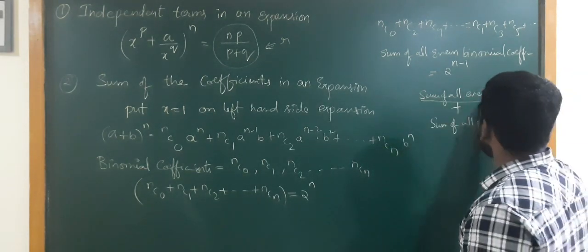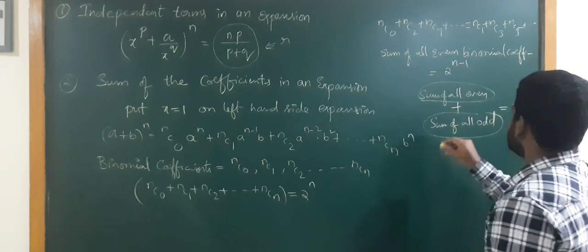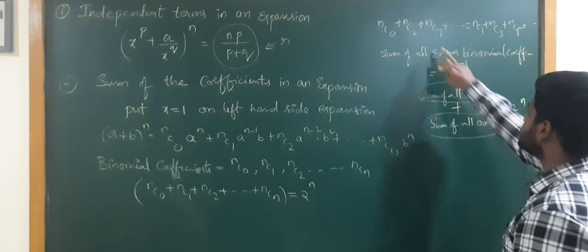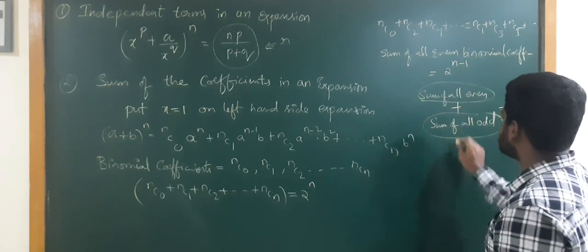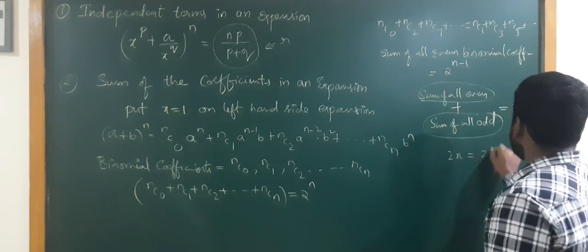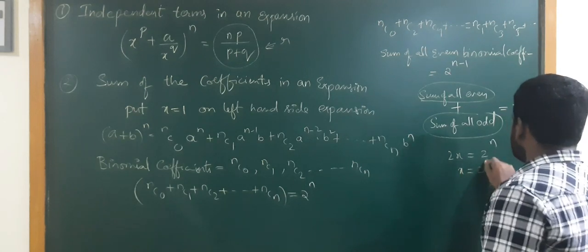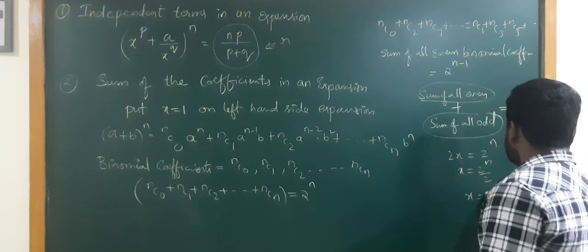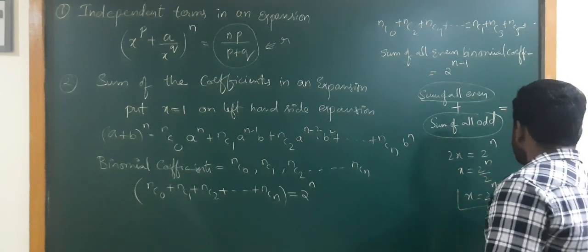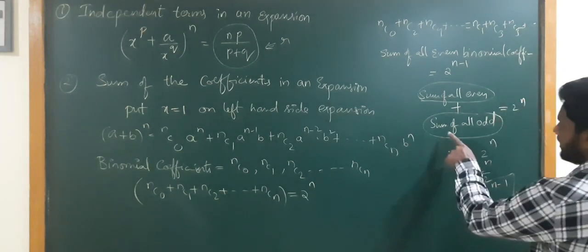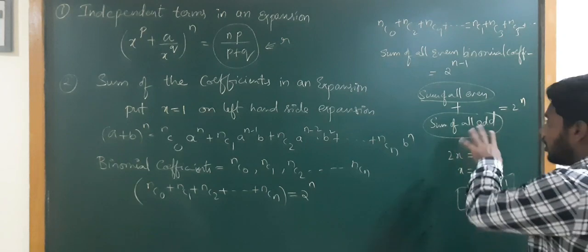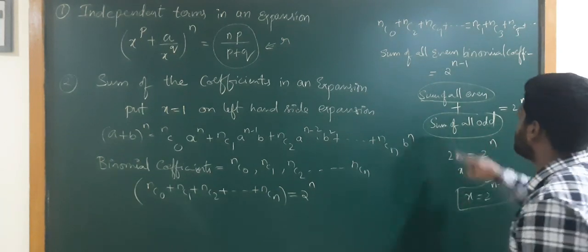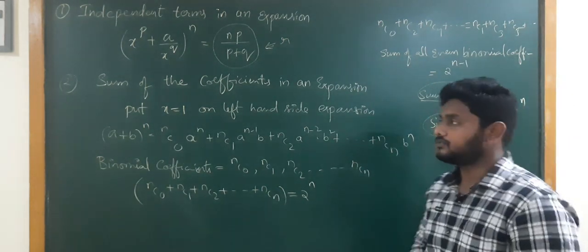These two are equal, the sum of all even is equal to odd. So we can consider this as x plus x, nothing but 2x is equal to 2 power n, x is equal to 2 power n by 2, nothing but x is equal to 2 power n minus 1. Here, what is x? x is either the sum of all odd binomial coefficients or the sum of all even binomial coefficients.